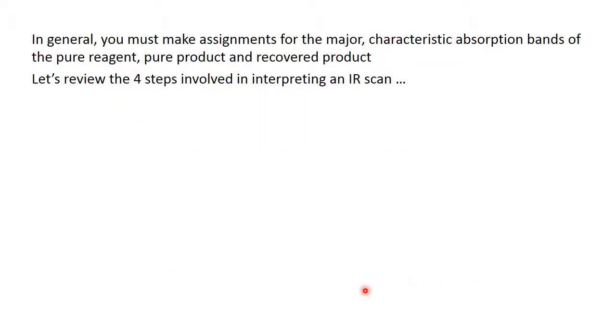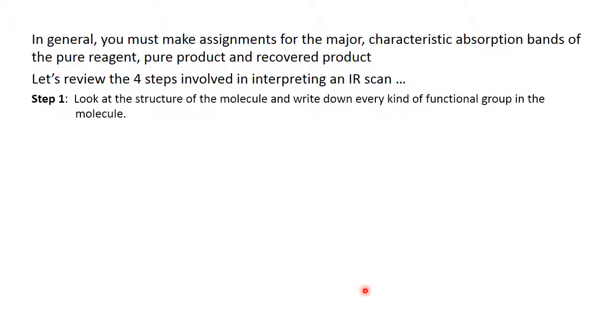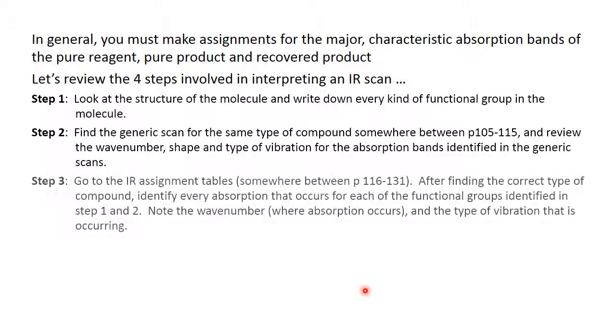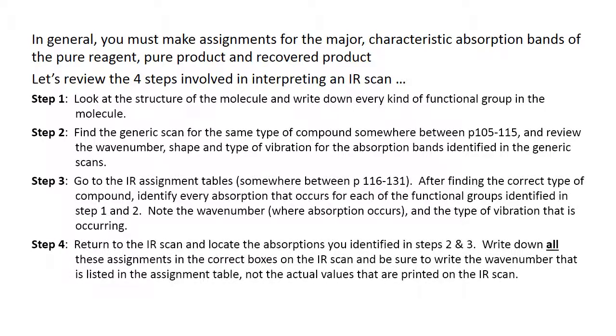Quickly to review, in general you must make assignments for the major absorption bands of the pure reagent, pure product, and recovered product. And you can look at the structure of the molecule first to identify the types of functional groups. Look at the generic scan in the notes for the functional groups present. Then go to the assignments table and make the appropriate assignments, and then put those on your scan.